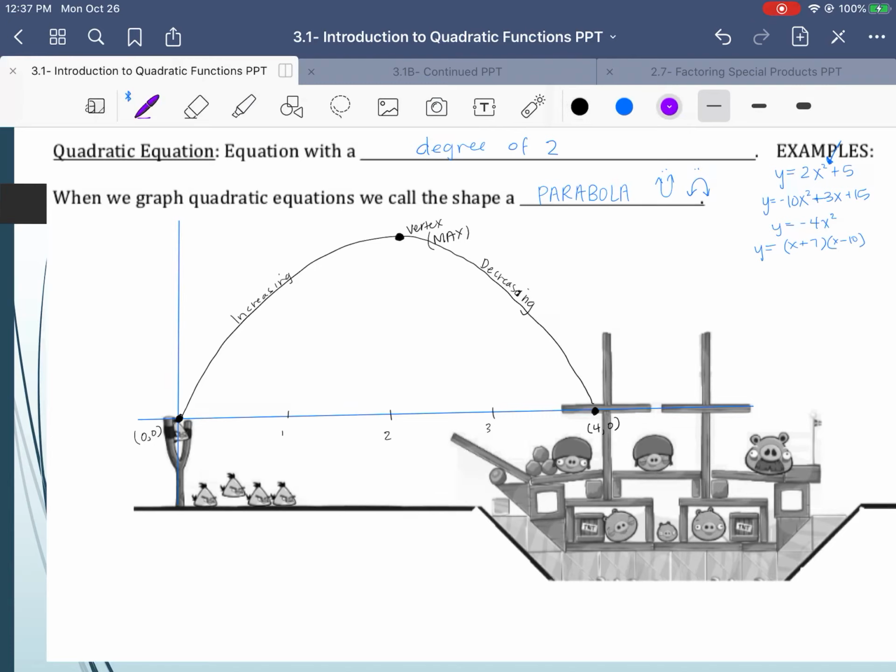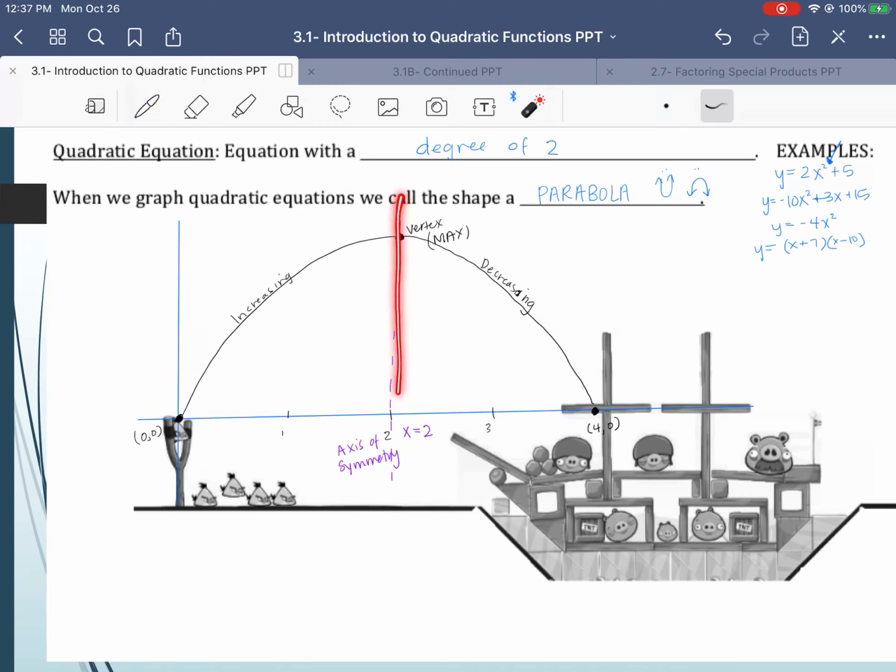Parabolas are always symmetric as well, so we have this invisible line that goes right down the middle that we call the axis of symmetry. The axis of symmetry is the line that cuts the parabola into two symmetric halves. And we always write it as a line, right? It's a line that we could fold the paper on and it would cut it in half. This is at x equals 2.